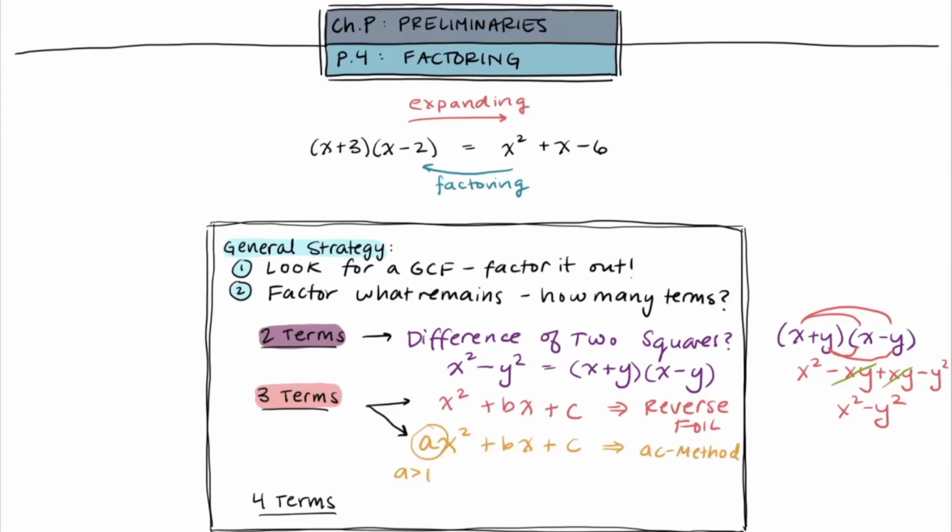The last number of terms that we have a specific way to factor is with 4 terms. The only way to factor something with 4 terms, which may or may not work in general, so I'll just put "try" here, is to try factoring by grouping. And anything larger than 4 terms, there's no easy technique to factor, so we'll stop here.